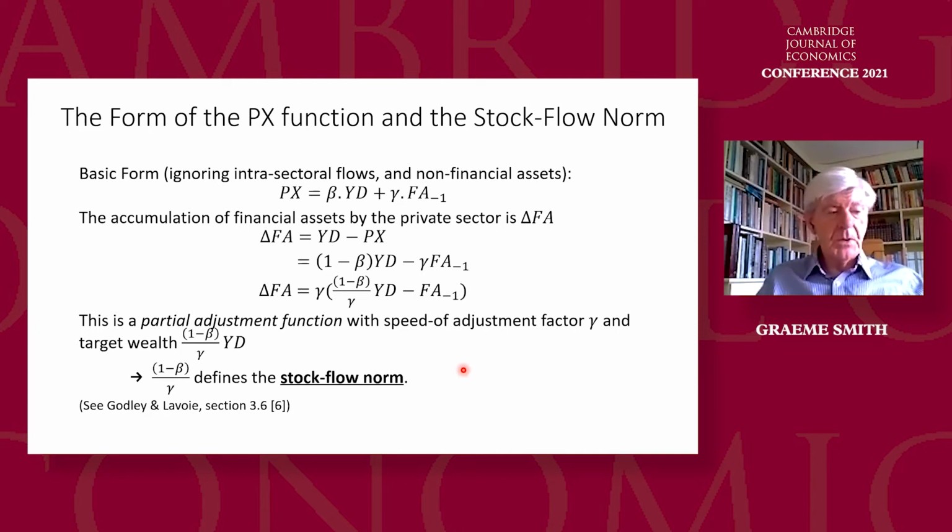So the stabilizing effect of the stock flow norm is actually a consequence of the form of the PX function. Expenditure is determined by the level of disposable income and existing level of financial assets. And it's those proportions that determine the level of financial assets in relation to income.